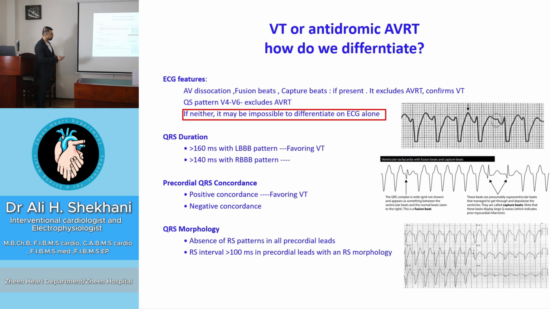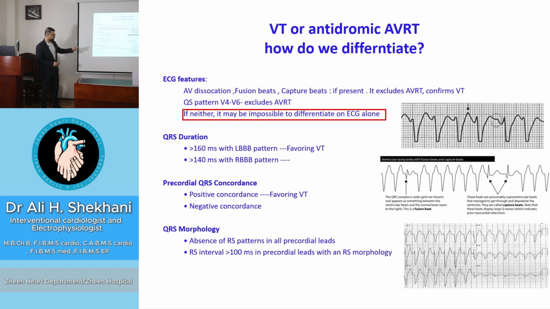And we have concordancy, whether positive concordance or negative concordance. This is negative concordance. All the precordial leads are negative. Again, this is in favor of VT. Or sometimes if you don't have these criteria, look for the morphology of the QRS. Absence of the RS pattern also goes with VT. Absence of RS pattern means you have concordance, positive or negative.